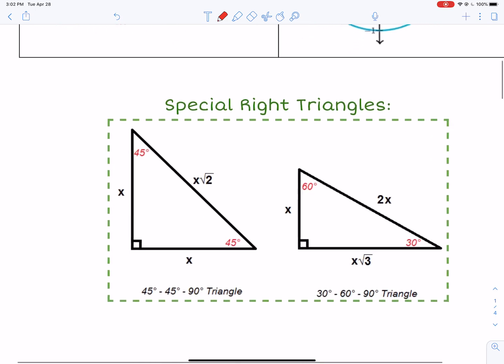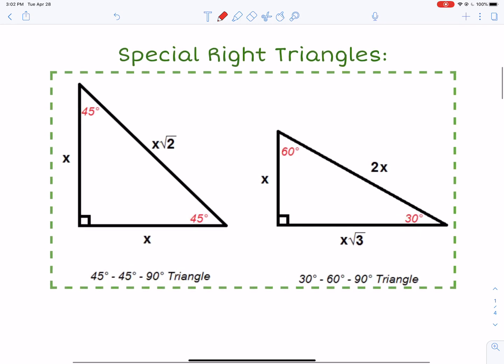So let's review for just a minute special right triangles. We have two types of special right triangles. There's a 45, 45, 90 triangle where we have two legs that are equal length. So I'm going to write that over here. This is one leg and this is one leg. And then the hypotenuse is considered to be the leg times the square root of 2.